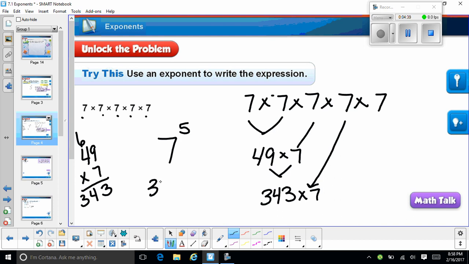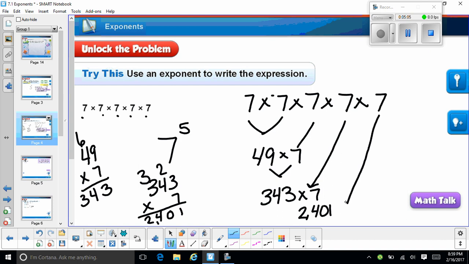So 343 times 7. 7 times 3 is 21. 7 times 4 is 28, plus 2 is 30. 7 times 3 is 21, plus 3 is 24. And so this now equals 2,401. And I see I have one more 7 left, so I have to multiply this by 7. So let's rewrite this over here so I have some space.